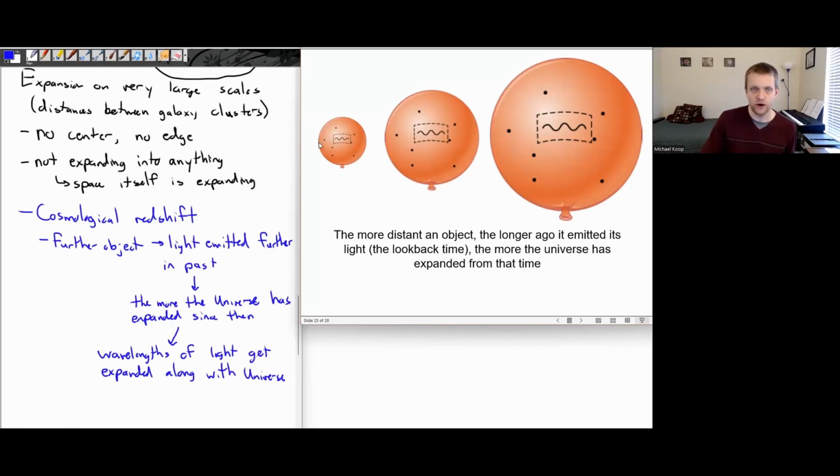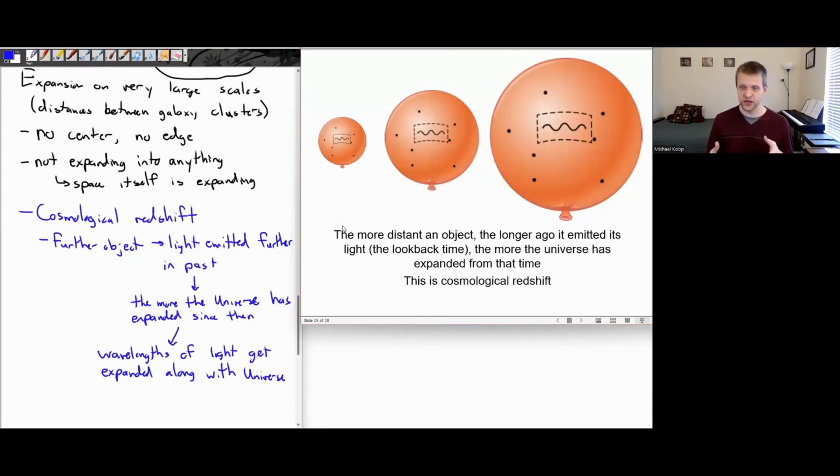If I have a very, very distant galaxy, in order for that light to reach us today, that galaxy would have had to emit that light much, much further in the past. And since that time, the universe has expanded much more along with those wavelengths of light. So again, the further the object is away, the further in the past that light had to have been emitted, the more the universe has expanded since that time, the more redshift we're going to see.